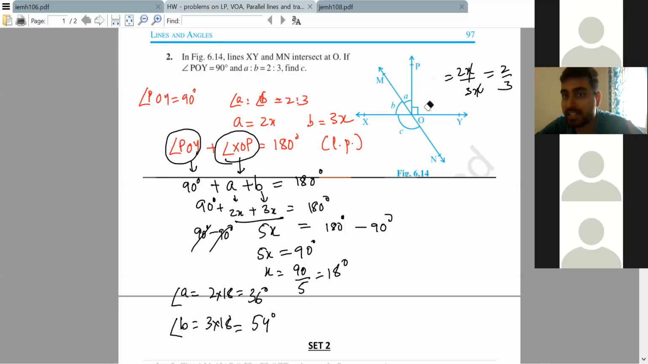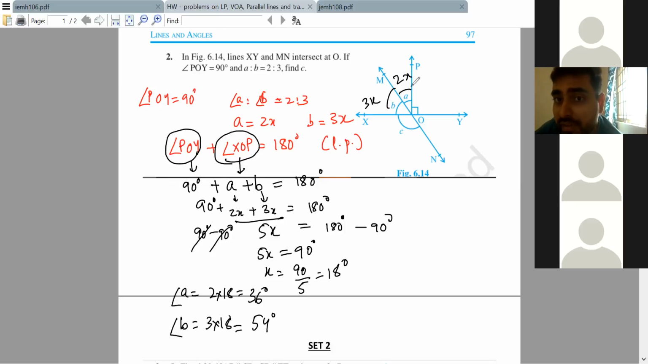Yes, sir. That's why we assume: let A be 2x, let this angle be 3x for B, because when we take the ratio, we'll get that only. Now we need to find what x is. If we find x, we can find A by multiplying by 2 and B by multiplying by 3. Now forget about A and B and see: 3x plus 2x plus 90 is equal to 180 degrees. Can you see that? Yes, sir.